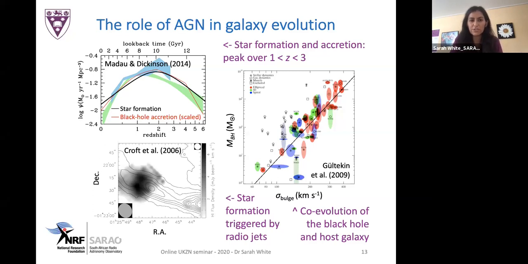And so we're going to concentrate on the plot in the lower left. These are radio contours from a nearby AGN.